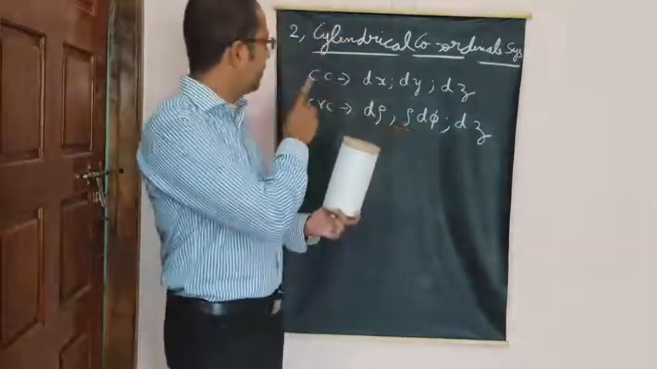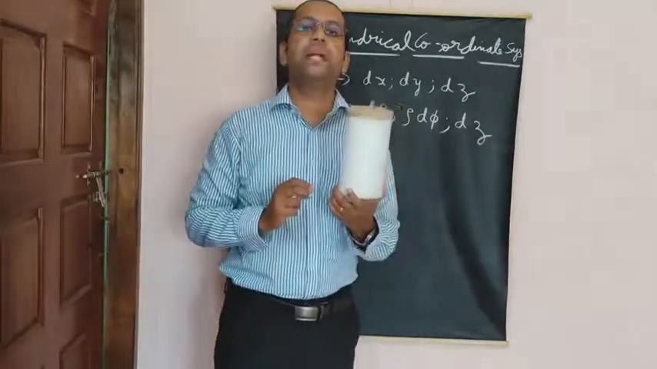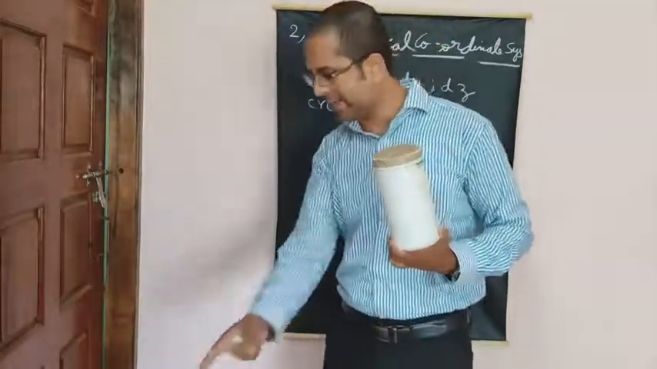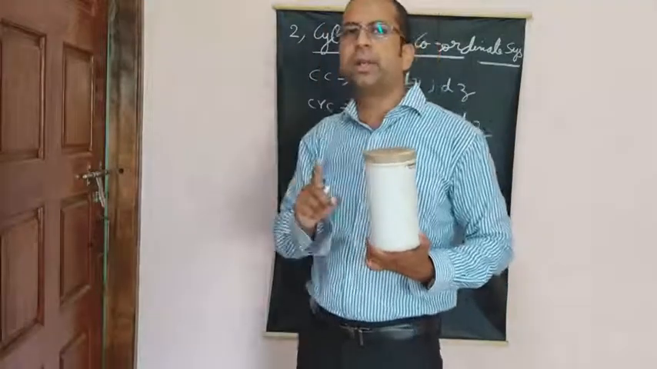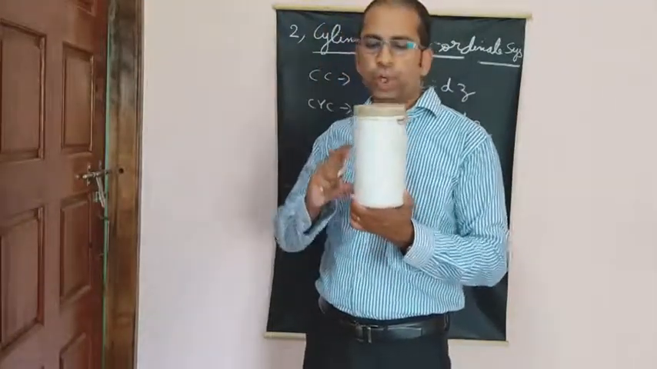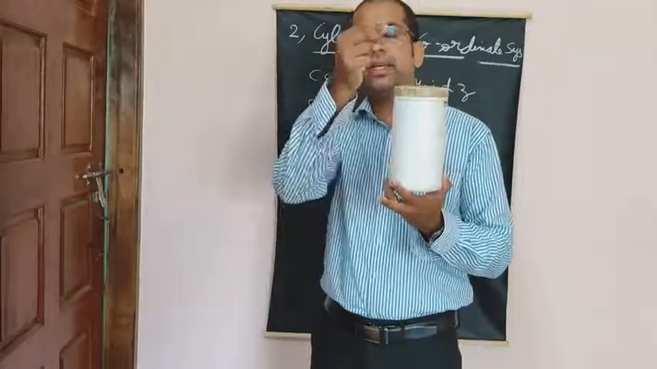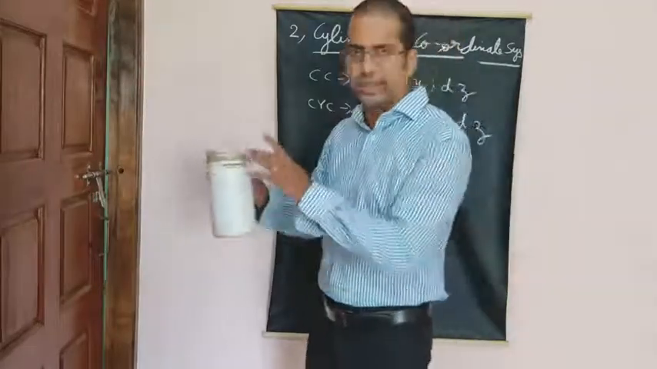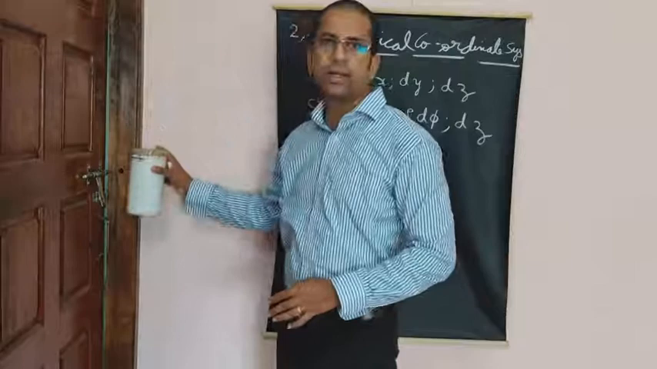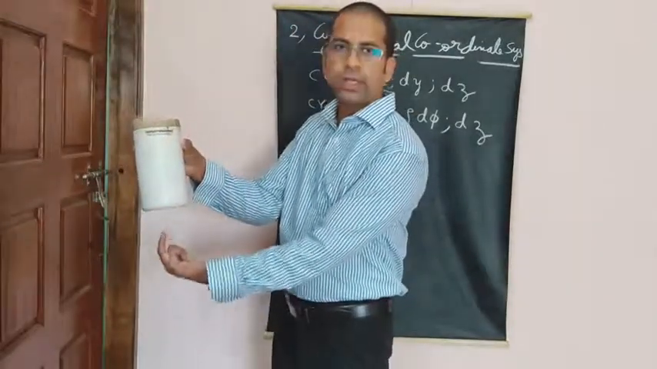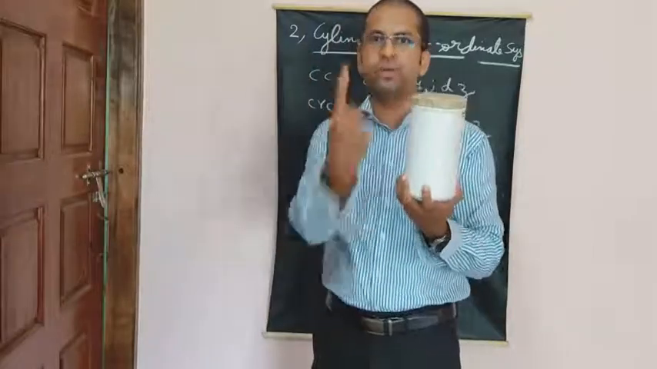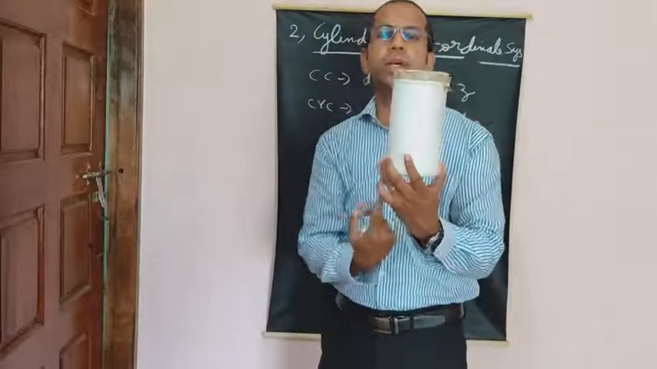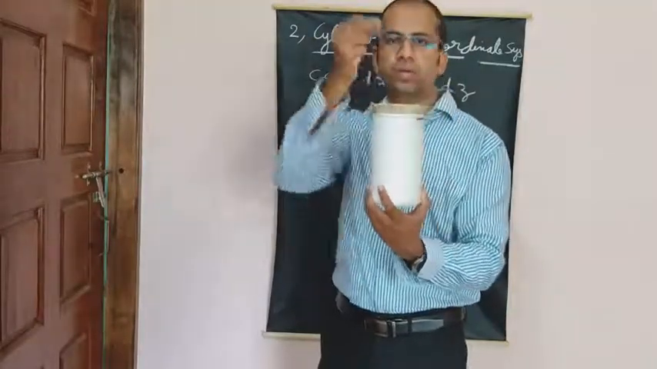Now here in the cylindrical coordinate system, we will be taking a z-axis. In the Cartesian coordinate system you had the x-axis, y-axis and z-axis. Similarly, in the cylindrical coordinate system, you will be having a z-axis. This z-axis determines the height. You have to take a cylinder and place it so that the z-axis passes through the middle. If I take the z-axis as a sharp line, it should pass through the center of the cylinder.